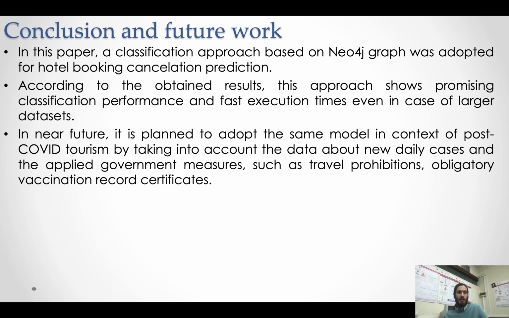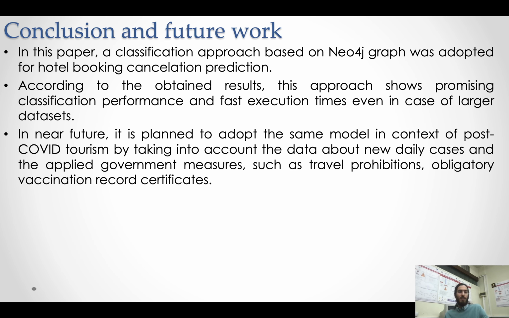Now let's sum up. In this paper, a classification approach based on Neo4j graph was adopted for the hotel booking cancellation prediction problem. According to the obtained results, the approach shows promising performance, which is quite acceptable for this type of problem, and on the other side, quite fast execution times, which is also important, as we have a huge amount of data which was analyzed in these experiments.